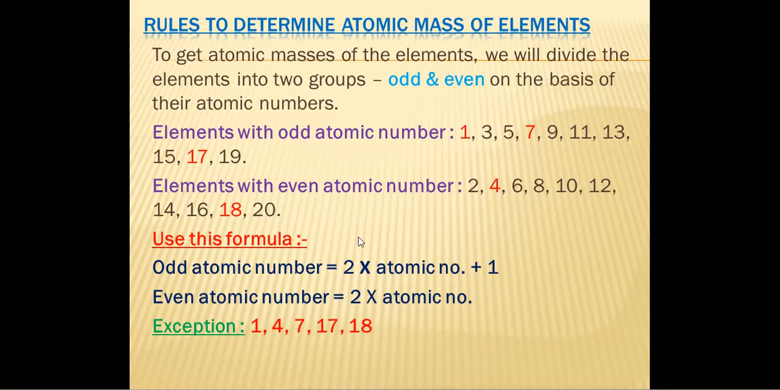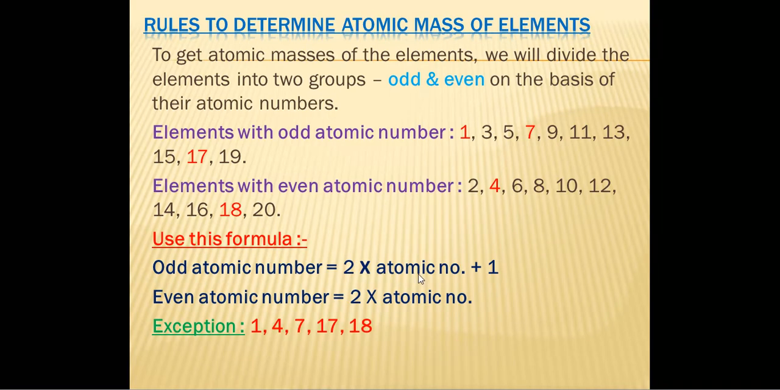Now we'll see what formula we have to use for calculating the atomic mass for the elements having odd and even atomic number. First we'll look at the formula for calculating the atomic masses of the elements which have an odd atomic number, which are not divisible by 2. For example 3, 5, 9, 11, 15, those elements.